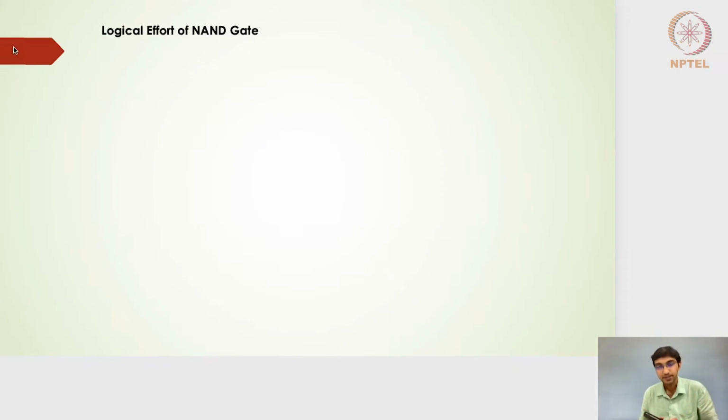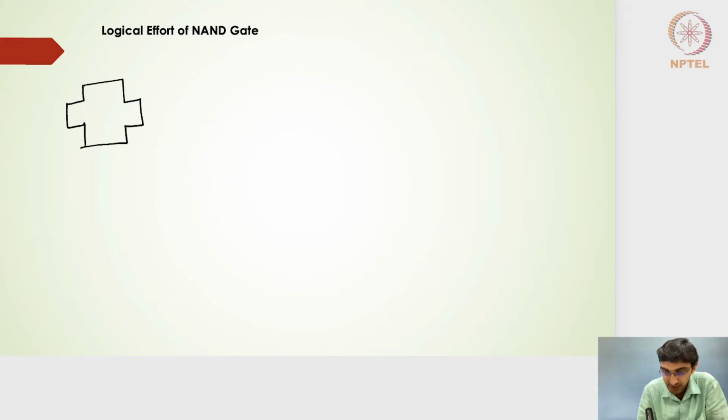So it's again an empty slide, which means that I need to summarize some of the concepts. So let's begin with the NAND gate. I'm going to draw the two input NAND gates and then try to find out the logical effort of those two input NAND gates. So in a NAND gate, I will have pull up and pull down circuits where the pull up will be in parallel and pull down circuit will be in series.